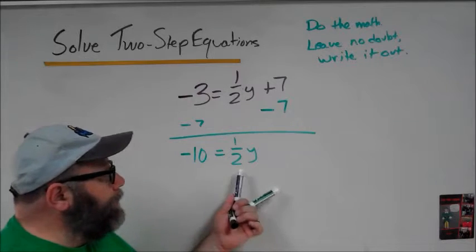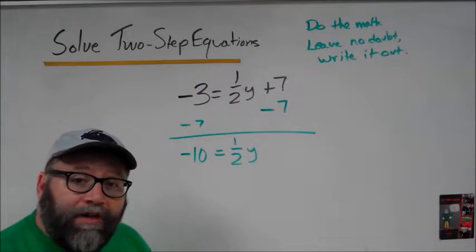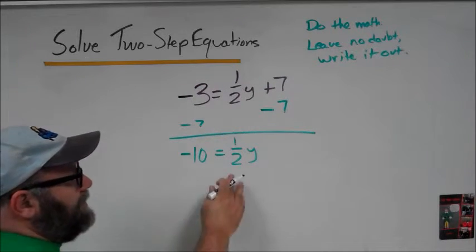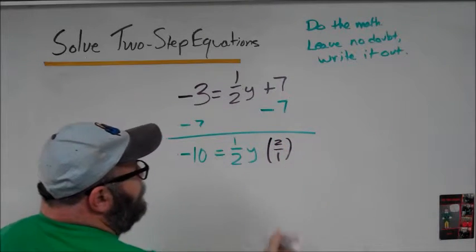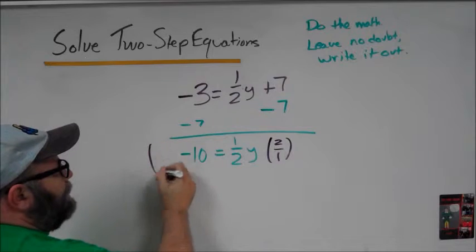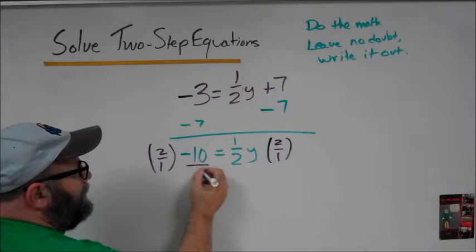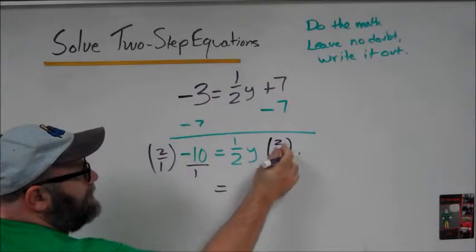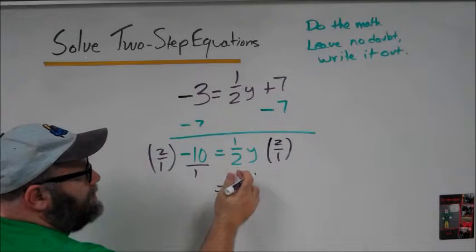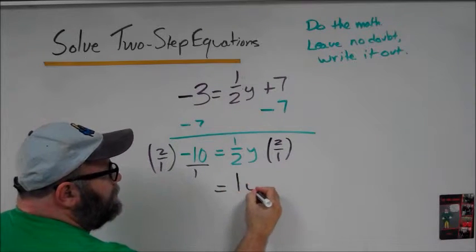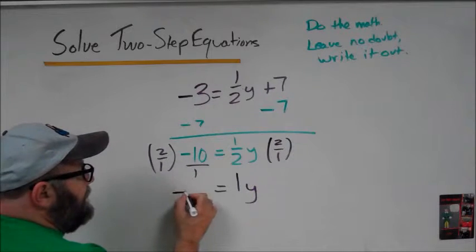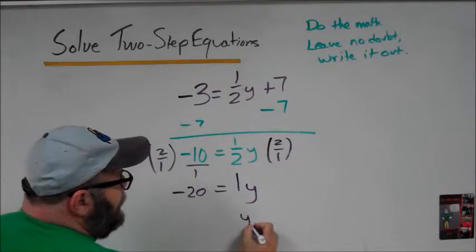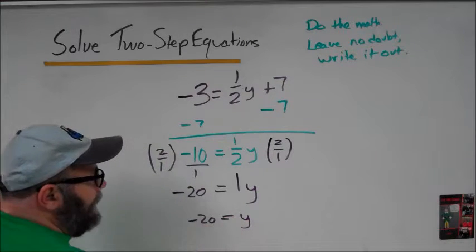Now we have a rational coefficient with y. We want that value to be 1, so we need to multiply this by the reciprocal. And if we do it to that side, we must do it to this side because that's how equations work. They have to stay in balance. 2 times 1 is 2. 1 times 2 is 2. 2 over 2 leaves us 1y. 2 times negative 10 then is negative 20. So we get y equals negative 20.